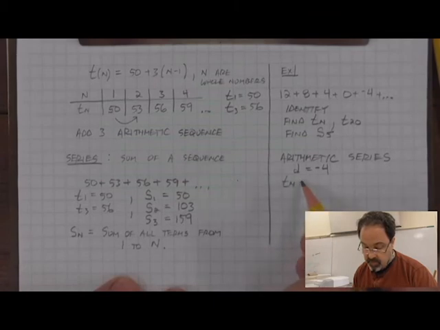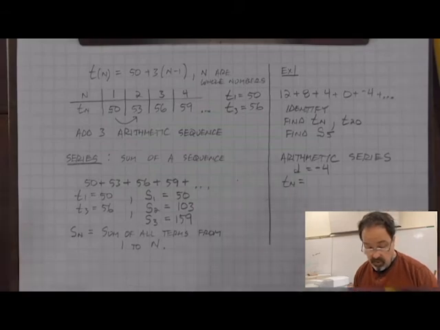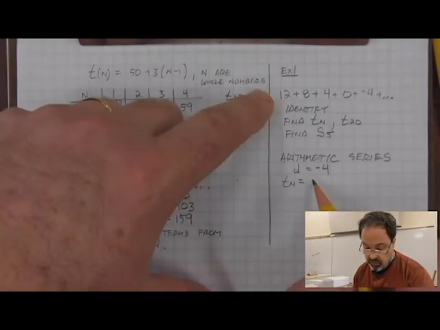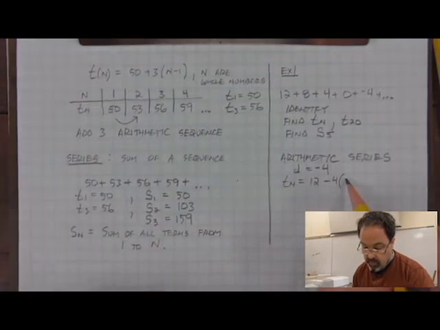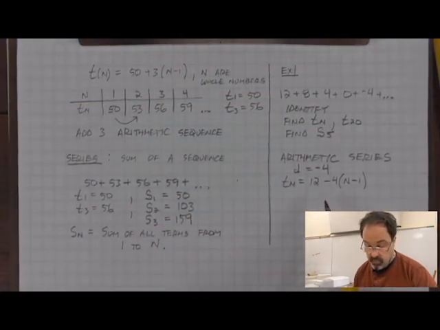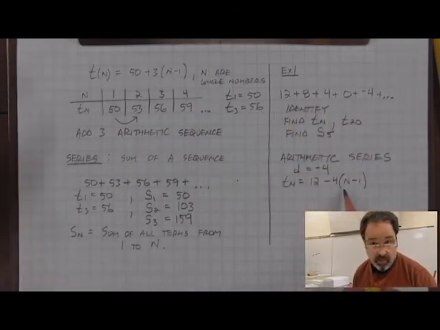T sub n then is the rule that would generate the terms of this series. And if I know that the initial term is 12, then I can apply the constant difference n minus 1 number of times to make an equation that will generate each term value at position n.